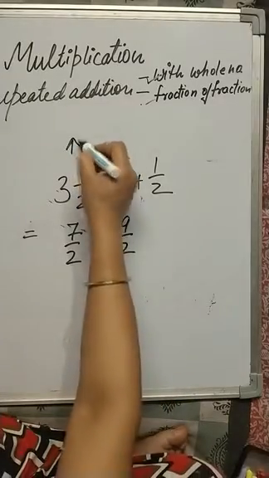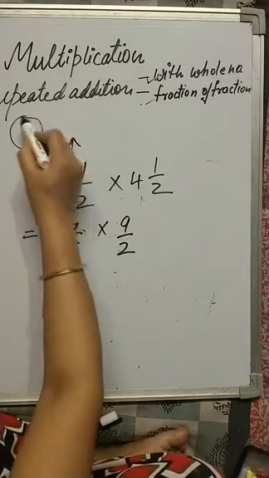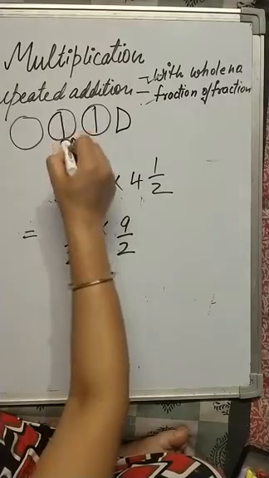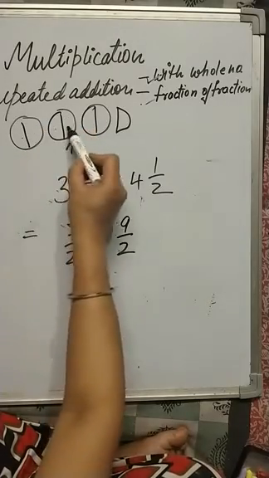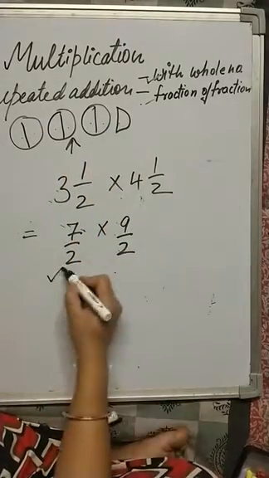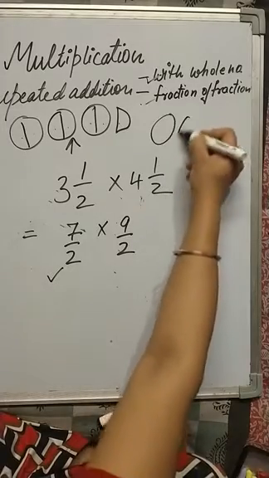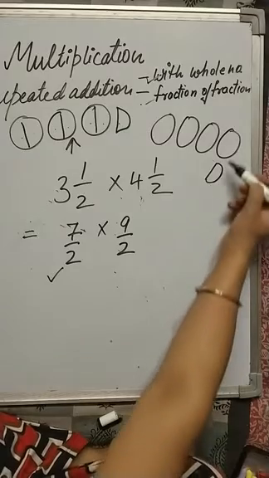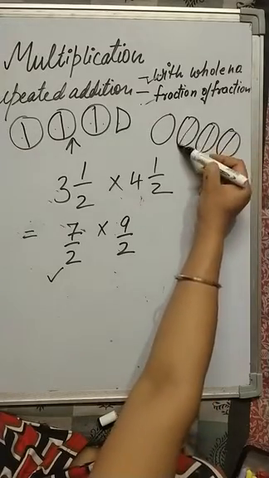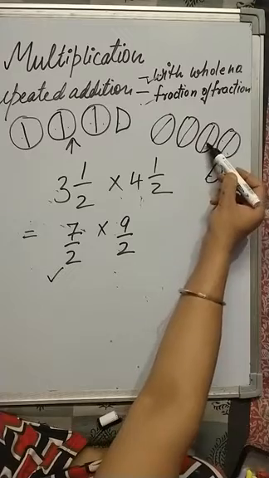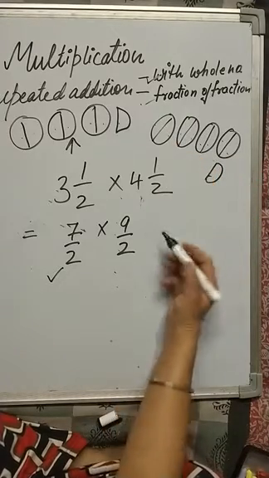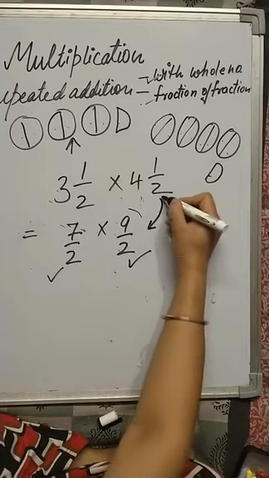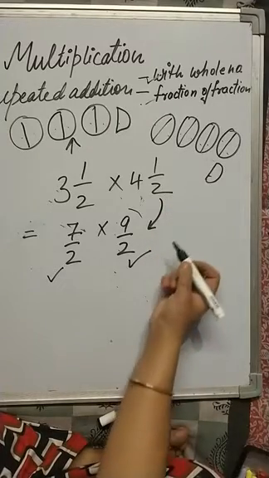How? 3.5. 1, 2, 3.5. How many halves are there? 1, 2, 3, 4, 5, 6, 7 halves. 4.5. 1, 2, 3, 4 and a half chapati. How many halves do we have? 1, 2, 3, 4, 5, 6, 7, 8 and 9 halves. 9 halves. So mixed can be written as improper and improper can be written as mixed.